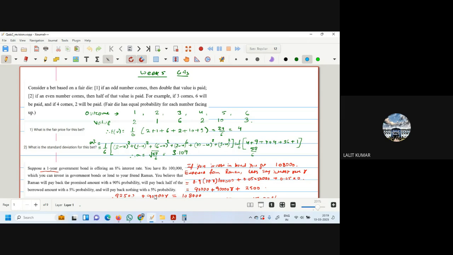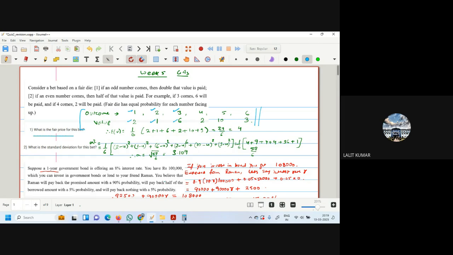So the first question is: consider a bet based on a fair die. If an odd number comes, then double that value is paid. And if an even number comes, then half of that value is paid. They have given an example. So these are the outcomes. If we get 1, then we are paid 2. If 2 comes, then 1, 3, 6, and like this. So what is the fair price of this bet?